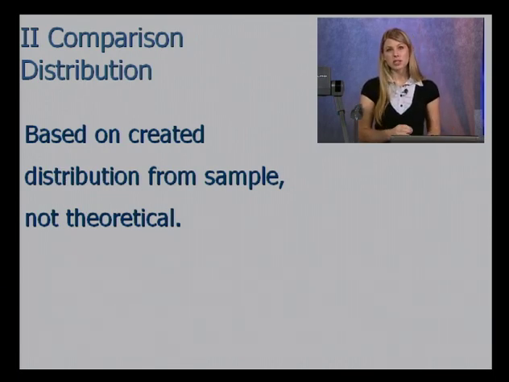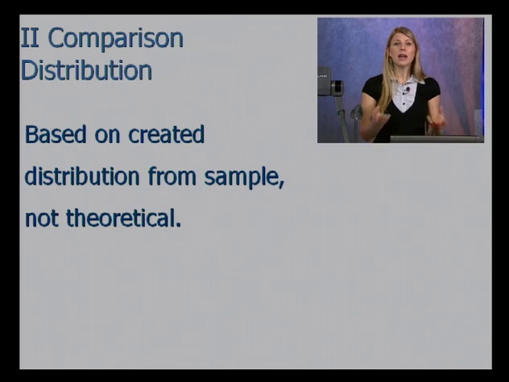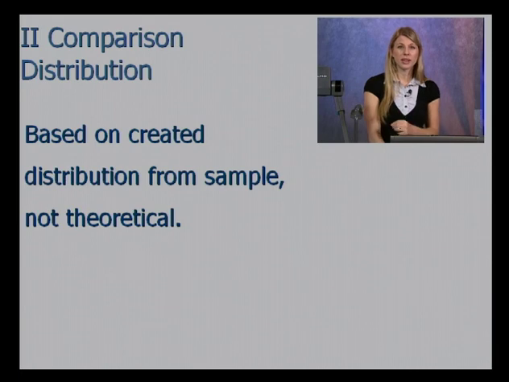Now this is not based on a theoretical distribution that's calculated mathematically, but instead it's creating a distribution from the data that you gather from your sample. So you take this data and you generate a distribution based on the data you already have. So if the data looks a certain way, then that's the distribution you're going to be comparing it to. And so the comparison distribution here is created by the researcher. And so you don't have to meet those underlying assumptions.